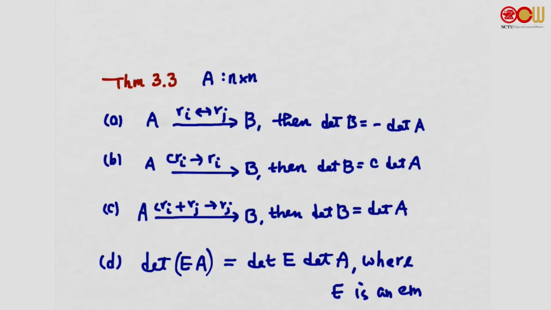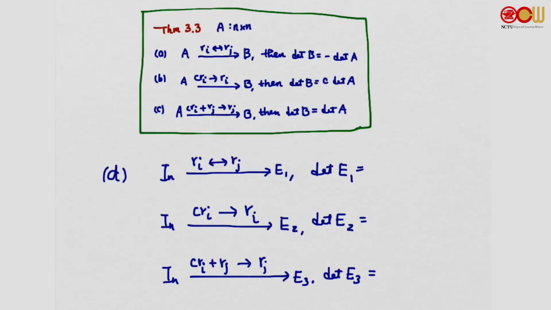The proof of D is based on A, B and C. So if we have already shown A, B, C, then we can use the results to show D. Let's look at the proof of D first. Suppose A, B, C are true. When we interchange two rows, this is how determinants are related. When we do scaling, this is how the determinants are related. And when we do row addition, the determinant is not changed.